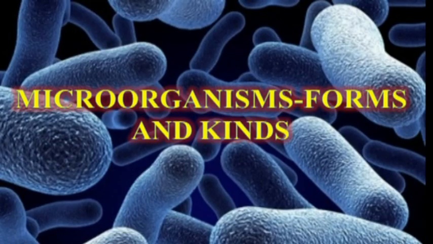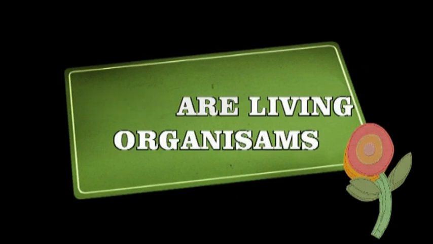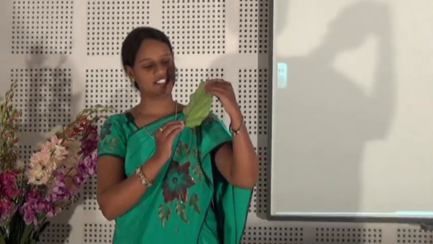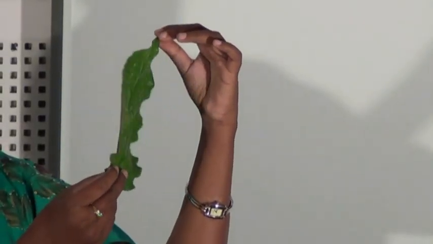Children, today we are going to study about microorganisms, various forms and kinds. But before that, can I take the liberty of asking you all a few questions? What are living organisms? Yes, plants, animals and human beings. Can you all tell me what this is? A leaf. How did you all say that this is a leaf? Because you could see it with your naked eye.